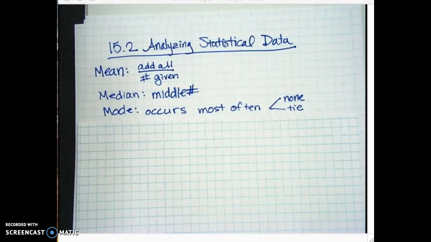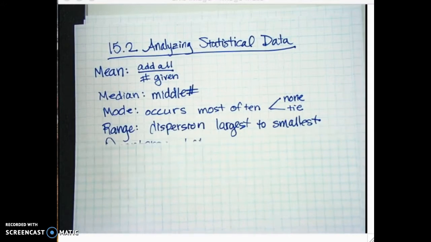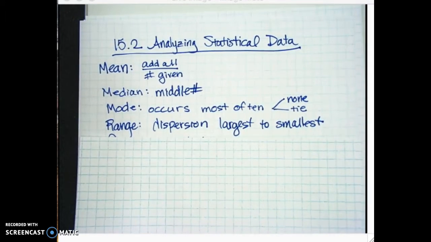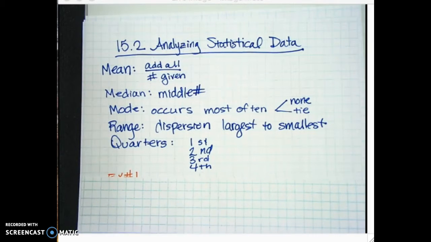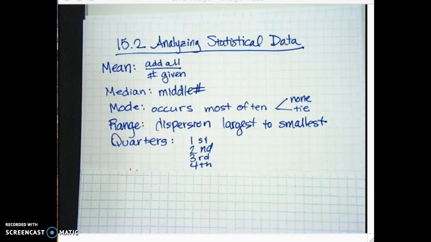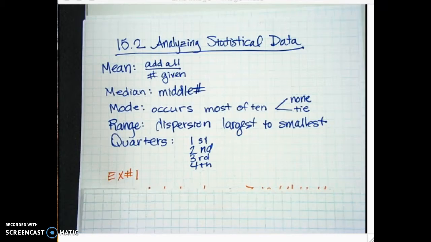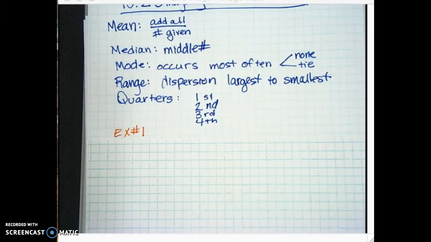Mode is the number that occurs most often. Usually it's just one number, but every once in a while there's no number that occurs most often, or there's a tie. The range is going to be the dispersion from the largest to the smallest number. And then your data can be divided into 4 quarters: first quartile, second quartile, third quartile, fourth quartile. So we're going to look at a set of numbers and find all that information on it.